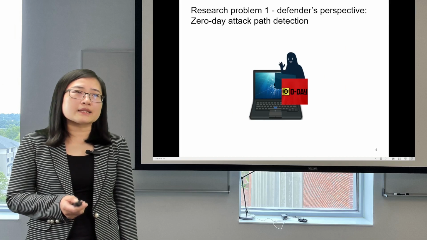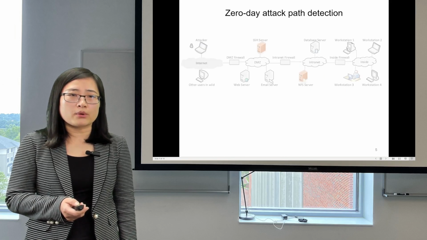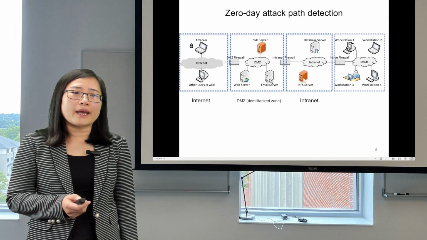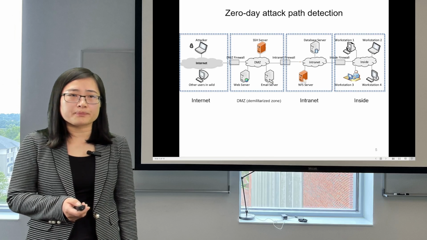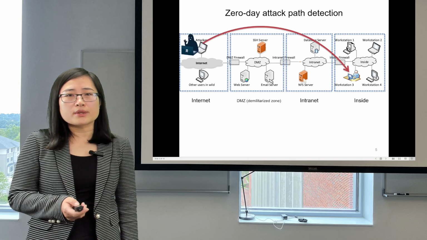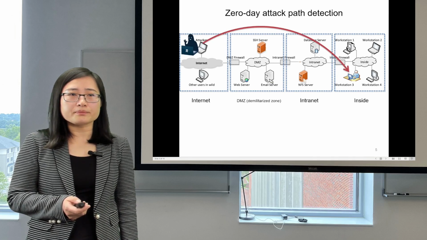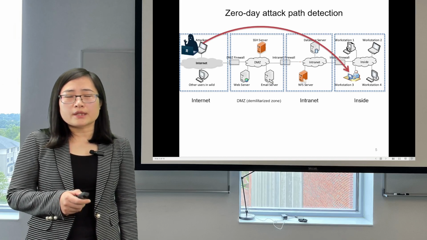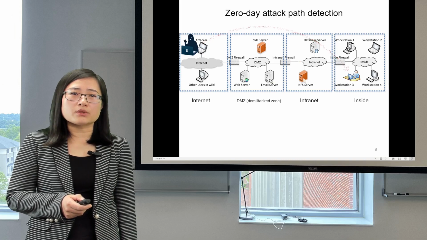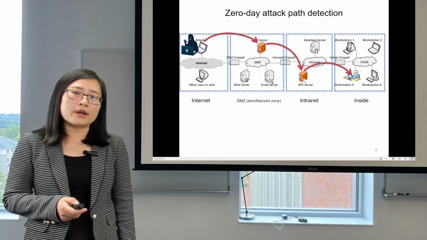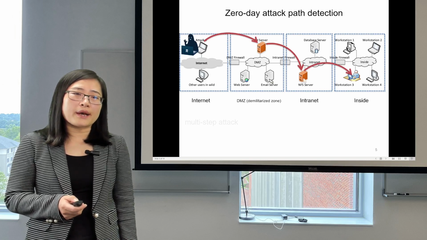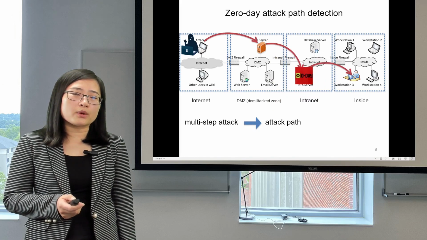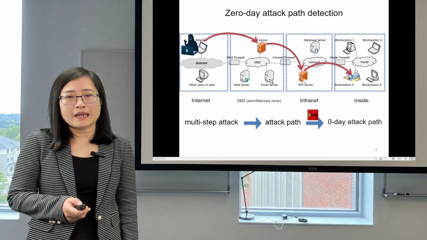Detecting zero-day attacks is usually very challenging. Let me give you an example. This is an enterprise network which is divided into 4 parts by the firewall: internet, DMZ, intranet, and inside network. Let's assume the attacker is very interested in the financial file on workstation 3. Instead of breaking into this final target directly, attackers usually need to take some stepping stones. For example, they will first break into the SSH server, then the NFS server, and then eventually this workstation. This is what we call a multi-step attack. This attack forms an attack path. If any of those exploits are zero-day exploits, then we call it a zero-day attack path.